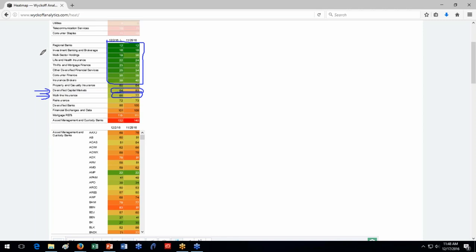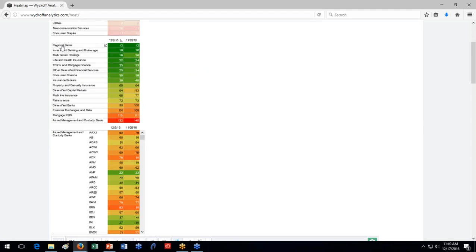This is the rotation here, multi-sector holding from 38 to 19. What else? Mortgage finance, obviously we understand why, the interest rates are going up. Financial services as well. So any type of rotation is going to be interesting to us, and plus just the outperformance. So let's look at one of them.